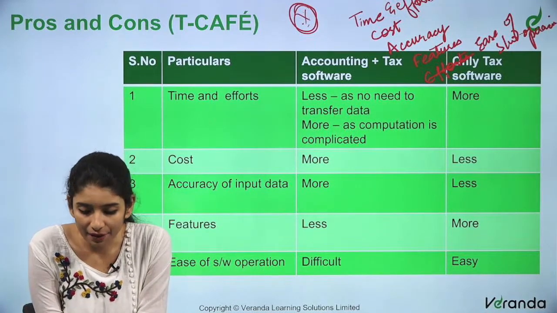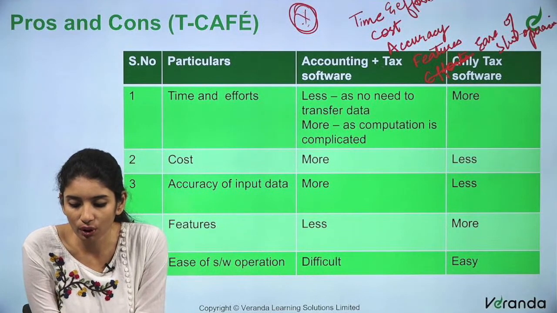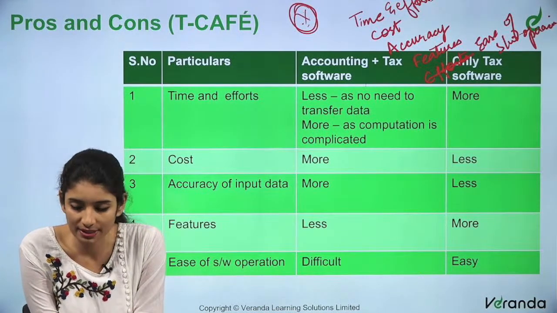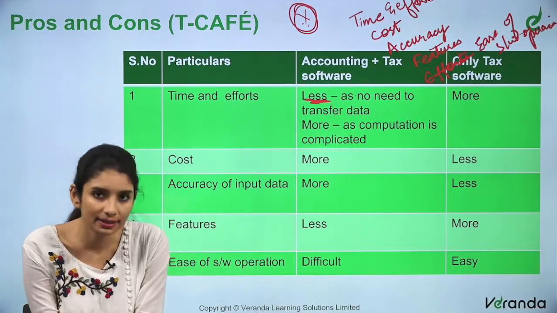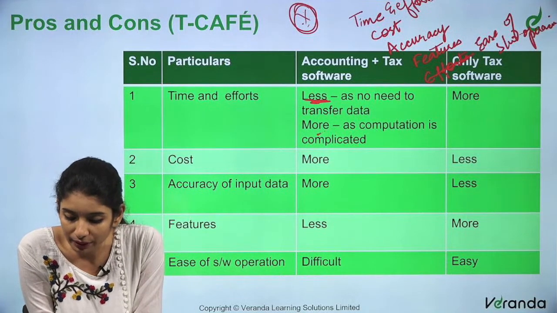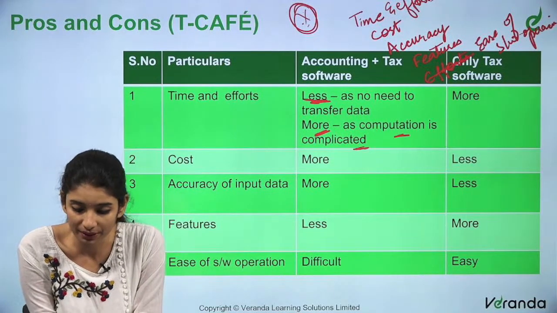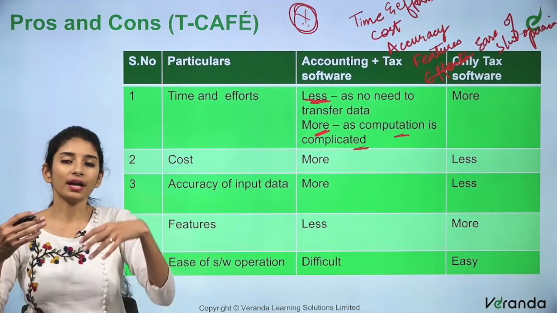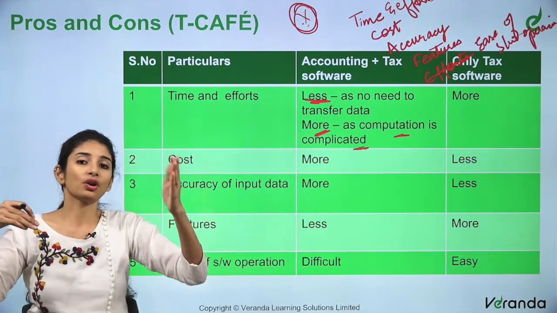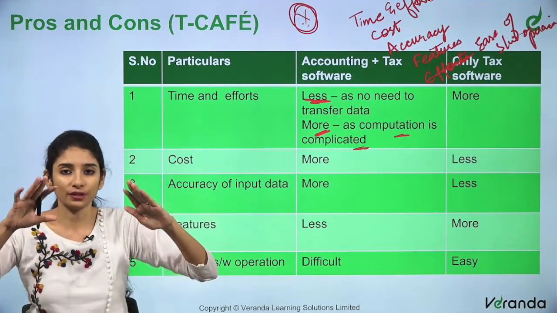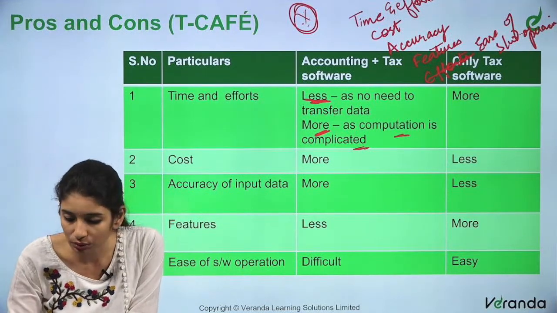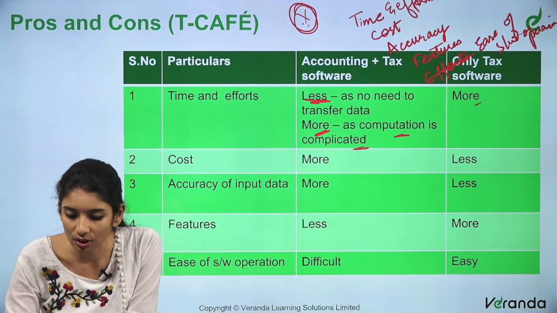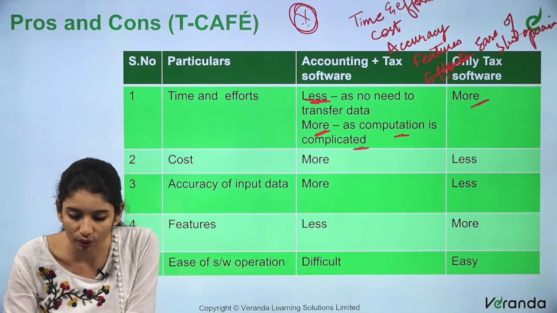So, time and efforts. Now, when you have your accounting plus tax in one software itself, then the time and efforts is going to be less, as you don't need to transfer data from software A to software B. It's all there in a single place. But it's going to be more as computation is complicated, because you are all aware that your tax computation or tax profit is very different from your book profits. So, you need to make all those adjustments or make the software learn how to make those adjustments. Only tax software, time and efforts are going to be more.